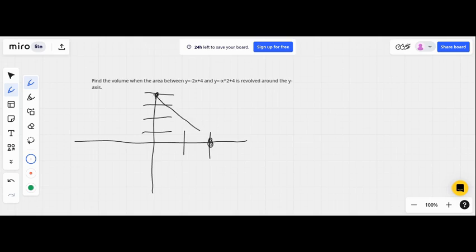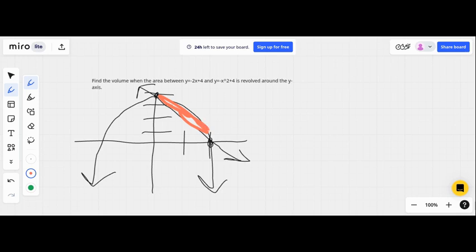All we're going to be doing is plotting a few points, just getting a general gist of what the graph will look like. So this part will be y equals negative 2x plus 4. And then next I'll draw y equals negative x squared plus 4. And then I'll shade in red the little portion that is the area between the curves. And when that is revolved around the y-axis, that will be our volume.